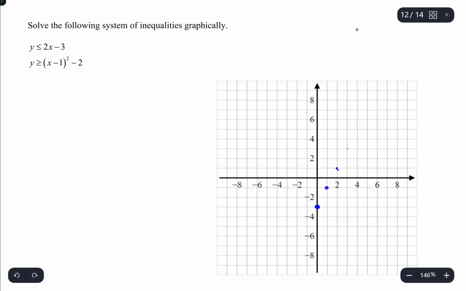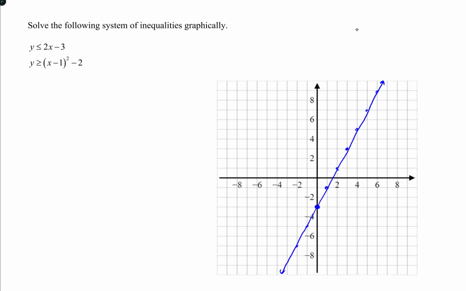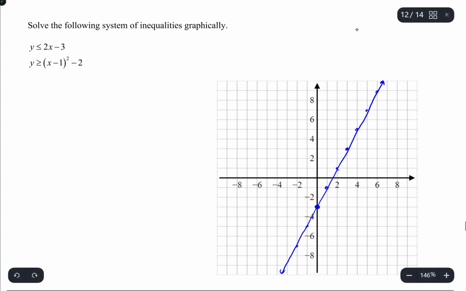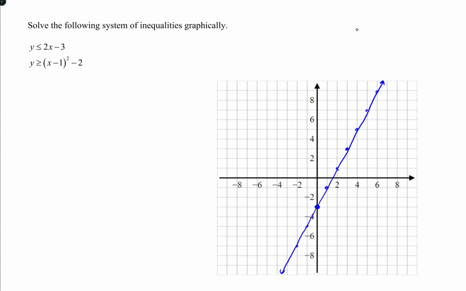So I'm just going to very quickly come up with some points and draw this line. Now, if you'll notice, I used a solid line because this was less than or equal to, so that includes the boundary. If it had just been less than, I would have used a dash line.